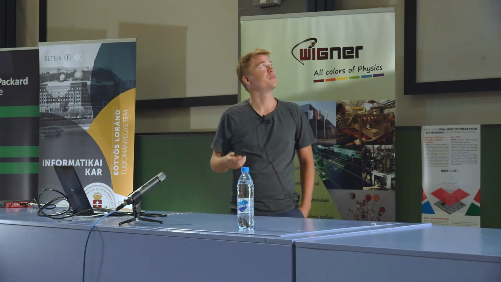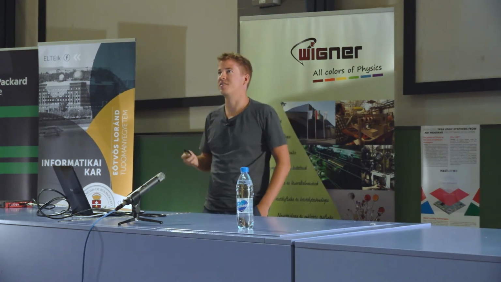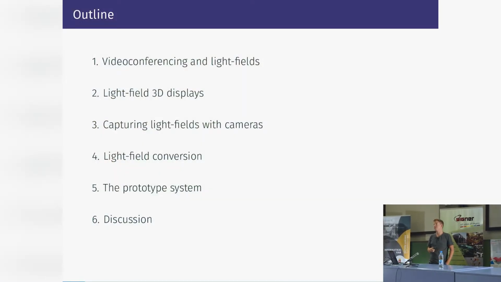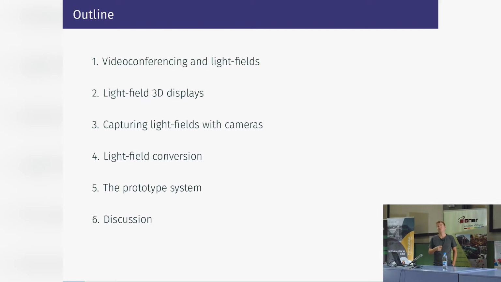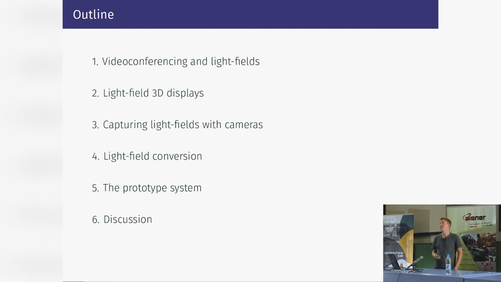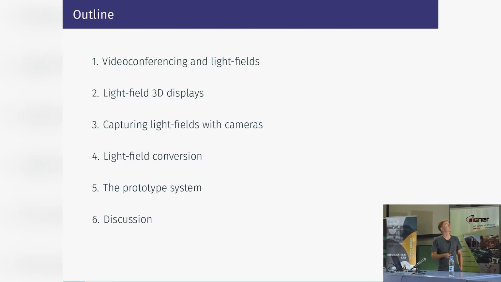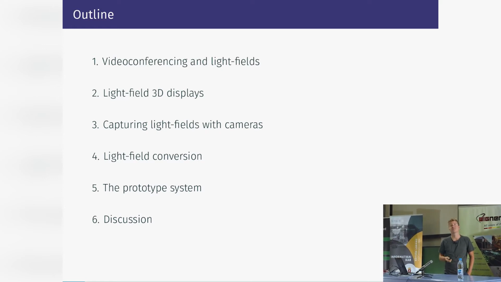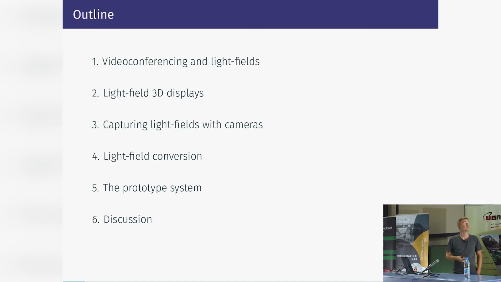Obviously, the 3D is new here. Video conferencing has existed for some time now. And what I'm going to talk about is just video conferencing in general, what kind of technology we want to use to make it 3D, namely light fields, how we capture these light fields with cameras, how we convert it to the light field that we can display, and of course, also the displays, and the prototype system that we built, and I will finish with some discussion.